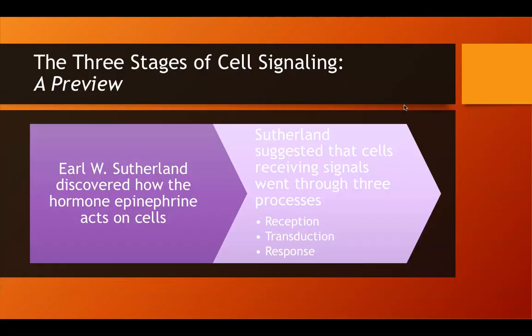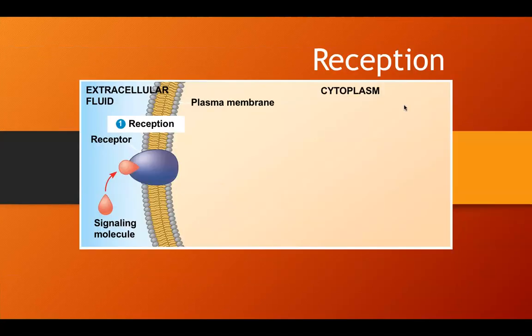When we think about cell communication, there are three steps to cell communication. And we understand this due to the work of Earl W. Sutherland, who actually won a Nobel Prize for his work on the hormone epinephrine and how it acts on cells. We know, thanks to Mr. Sutherland's work, that the three steps are reception, transduction, and response.